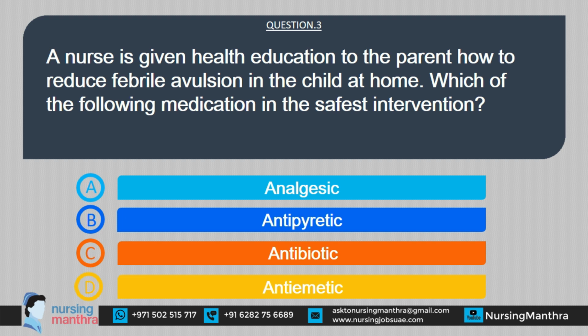Question number 3. A nurse is giving health education to the parent on how to reduce febrile convulsion in the child at home. Which of the following medications is the safest intervention? A. Analgesic. B. Antipyretic. C. Antibiotic. D. Antiemetic. Answer is B. Antipyretic.